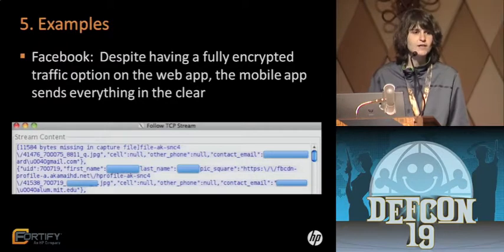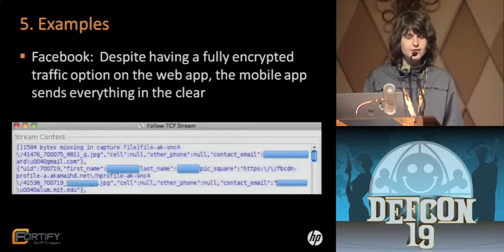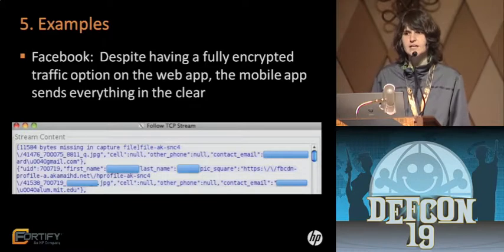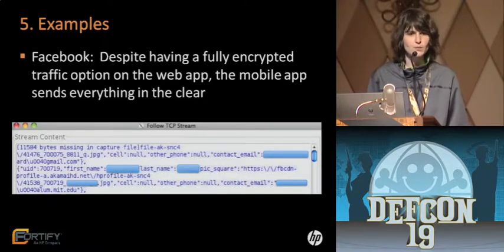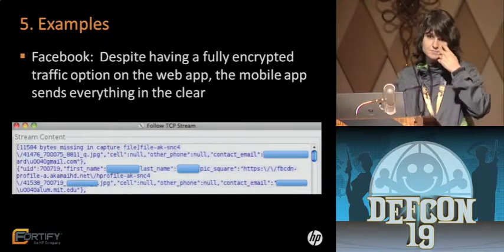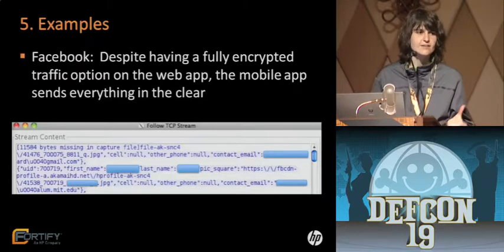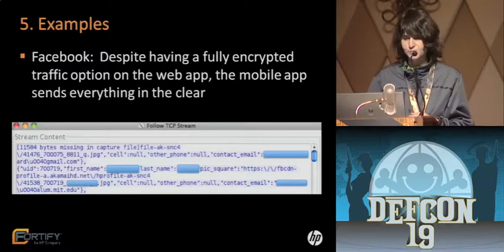Here's another example, the Facebook application for Android. As you can see from the screenshot, it sends things like contact email, first name, last name, also in the clear over HTTP. And the most alarming part is that the regular web application allows you to set preferences as to how you want your data sent, over HTTP or over HTTPS. But in the case of the mobile application for Facebook, this option doesn't exist, and everything is just automatically sent over HTTP. So that's pretty bad too.